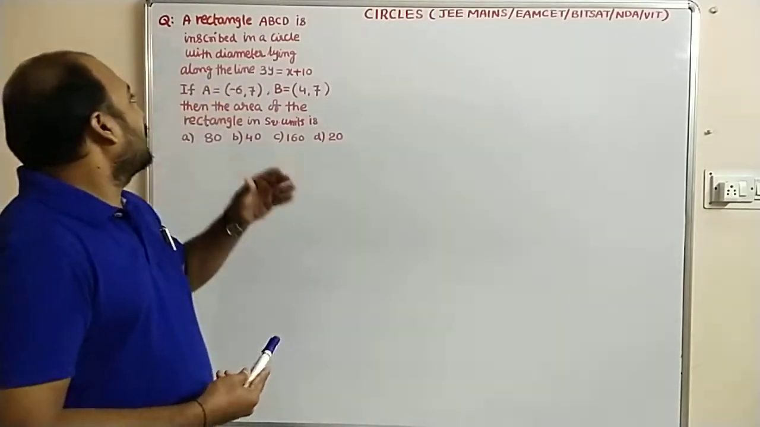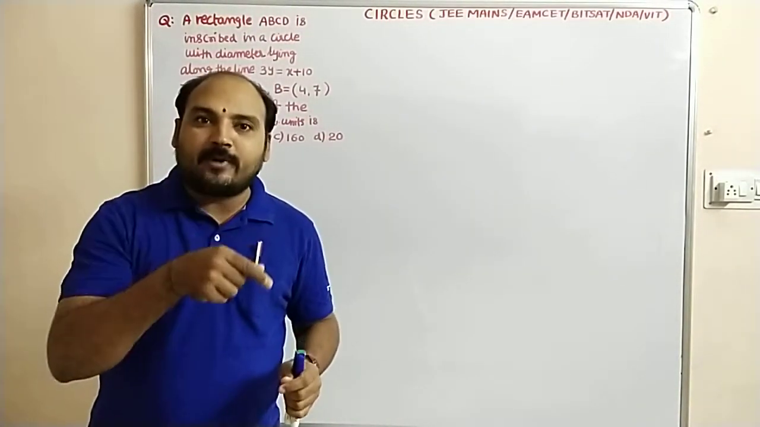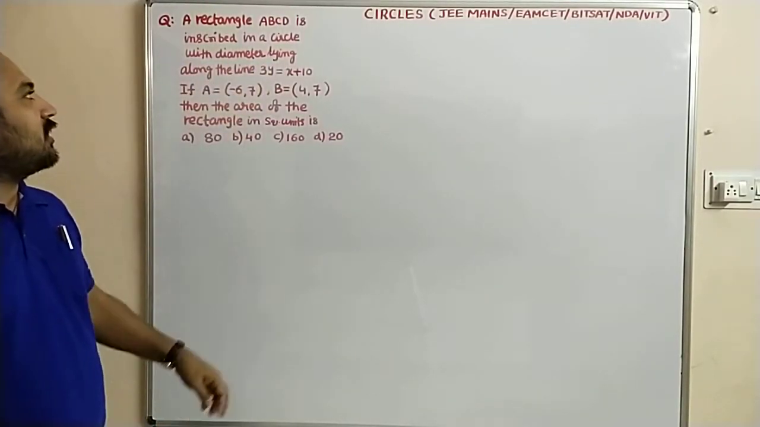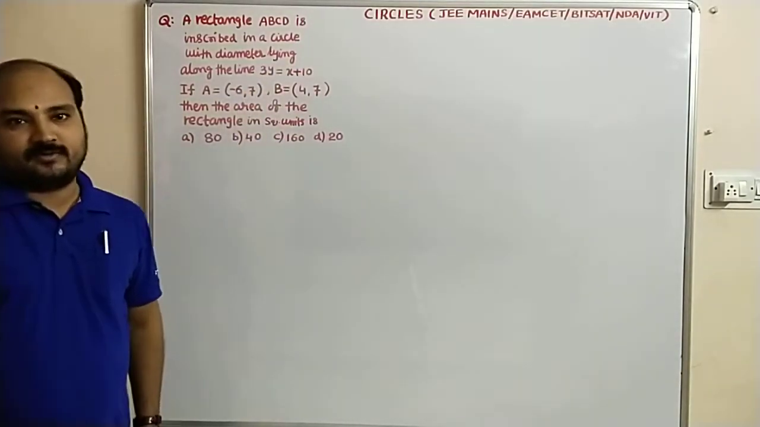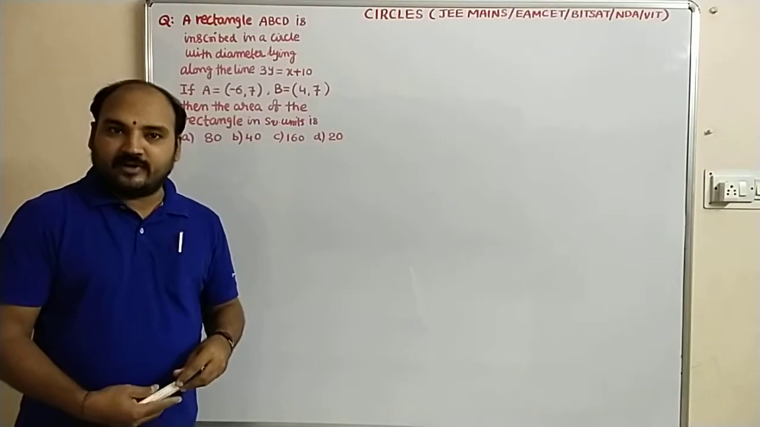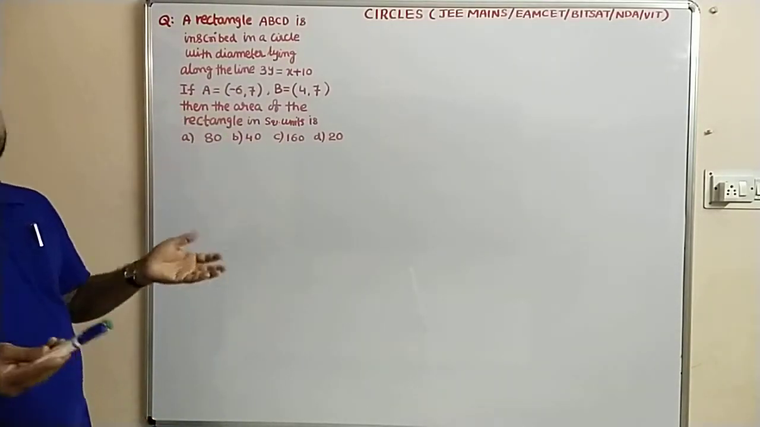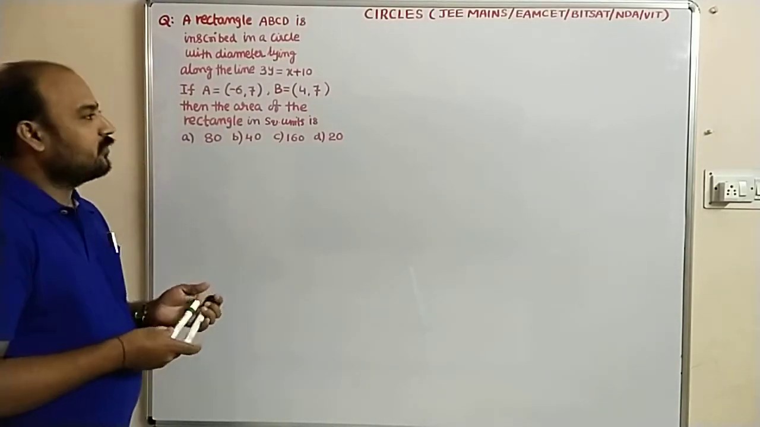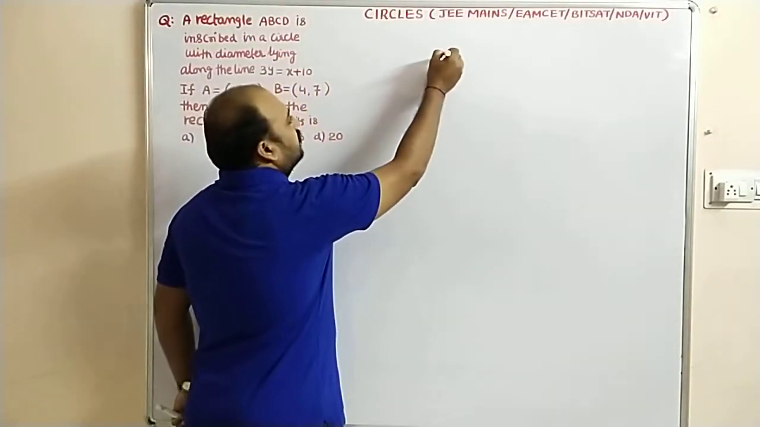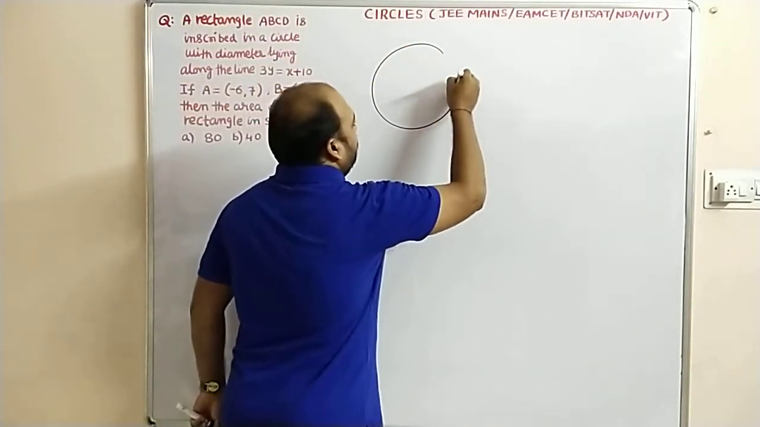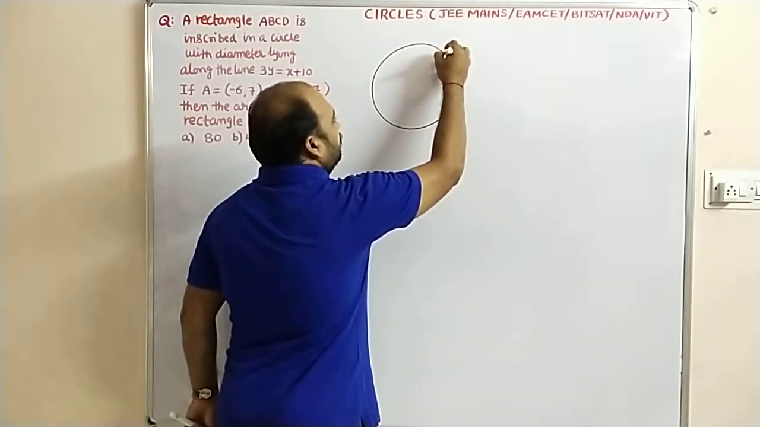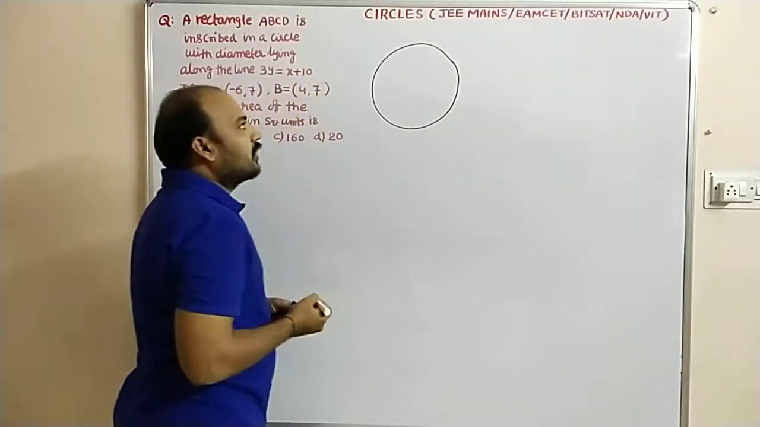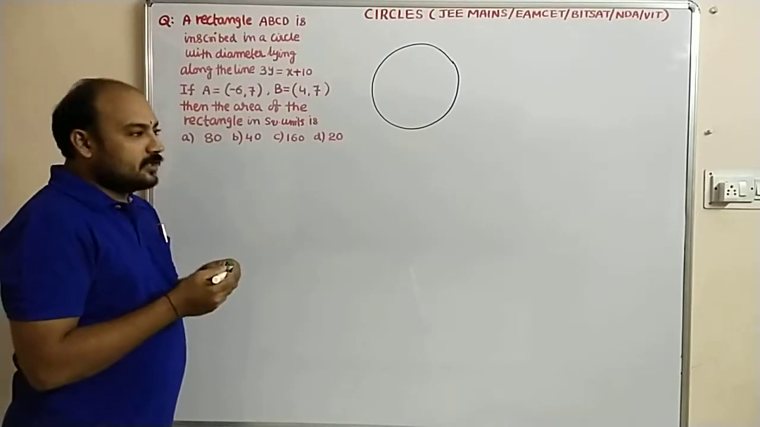Here the question is, a rectangle ABCD is inscribed in a circle with diameter lying along the line 3y = x + 10. A and B values are given. Then they are asking for the area of the rectangle. So you draw the rough figure according to the question, and you will get an idea. This is the circle equation, and in this circle the rectangle is inscribed.